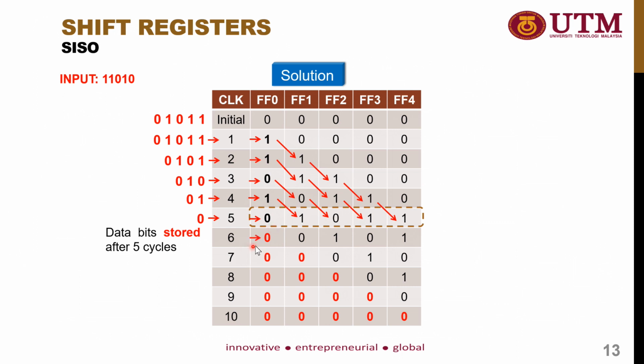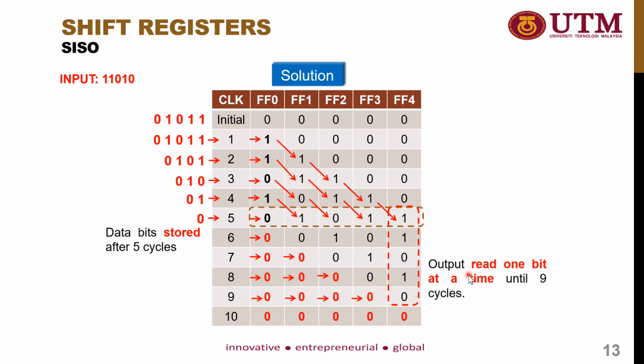At the 6th clock cycle, 0 will automatically be inserted into flip-flop 0, because we want to shift the input out, so 0101 will be shifted. Then 0 will be inserted in the next clock cycle, and more 0s will be inserted because we wanted to push out the output. The output is read 1 bit at a time until 9 cycles. So right now we wanted to transfer the input 11010.